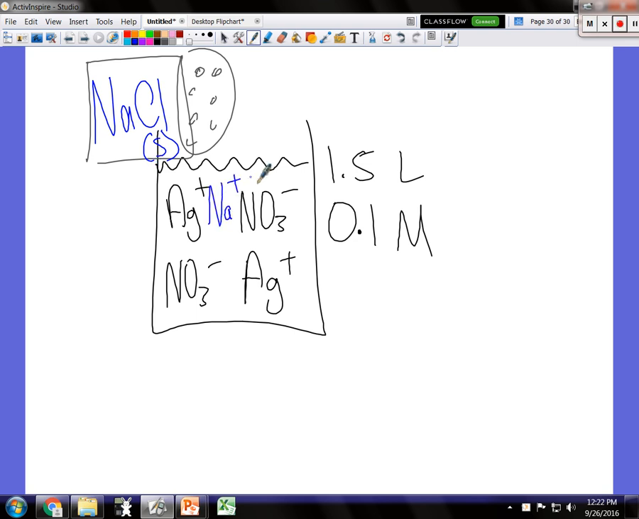Yes. So I'm going to have Na plus ions, chloride ions, and chloride ions. Now, is there anything in that particular beaker that could form a precipitate? Very good. So there is a chance that we can get some AgCl solid precipitate.